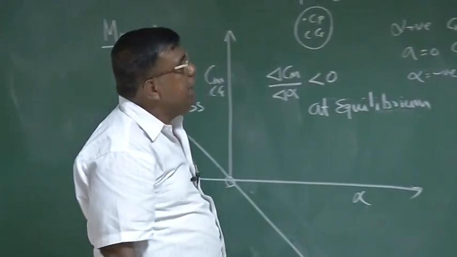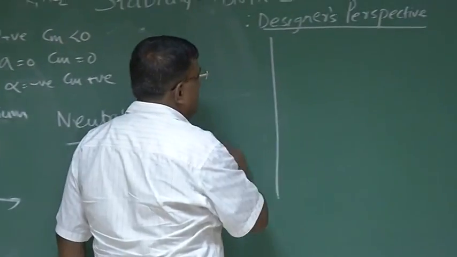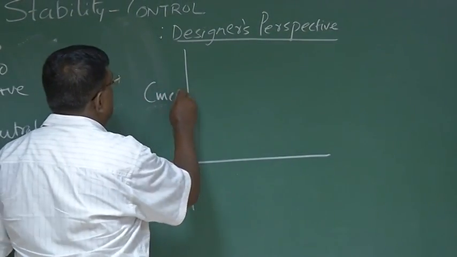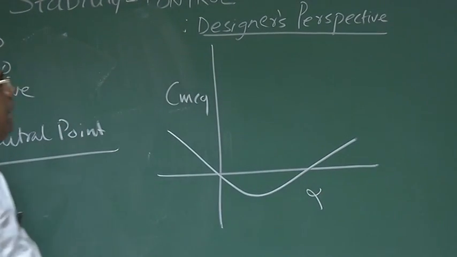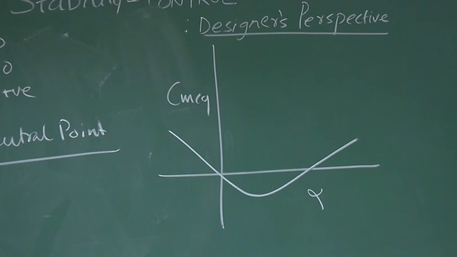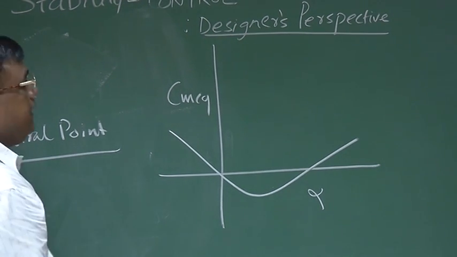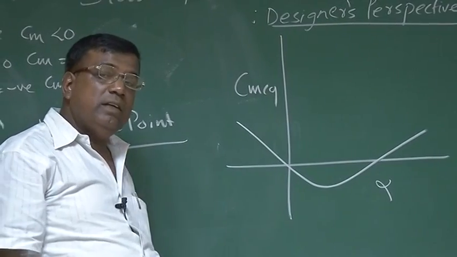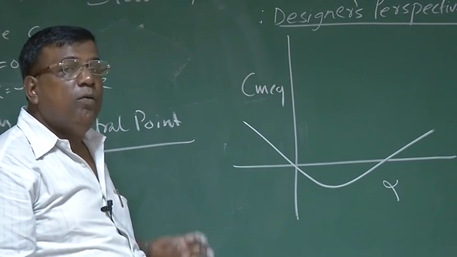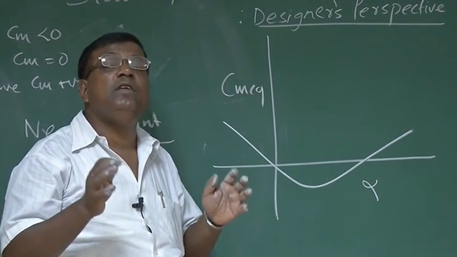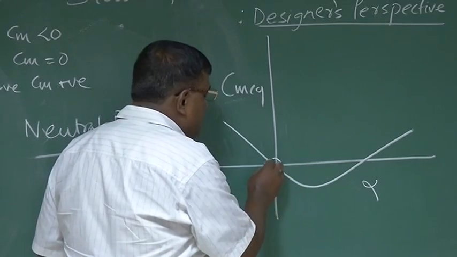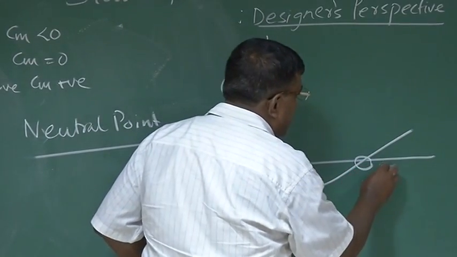Remember, there could be cases, again Cm about CG versus alpha, there could be cases something like this. Typically, if you see parafoils and so on, the Cm versus alpha could be like this. Now if I ask you whether this system is statically stable or not, how will you answer? Again you have to find out the equilibrium points, meaning the points where Cm is 0. So one point is here, Cm is 0, another point is here, Cm is 0.